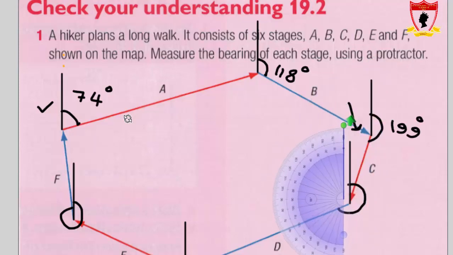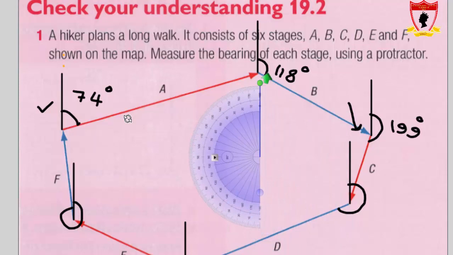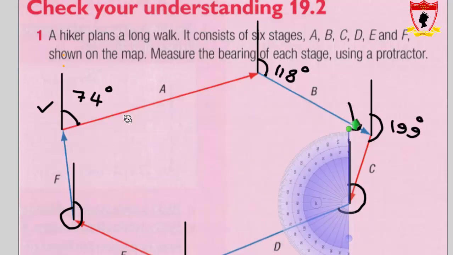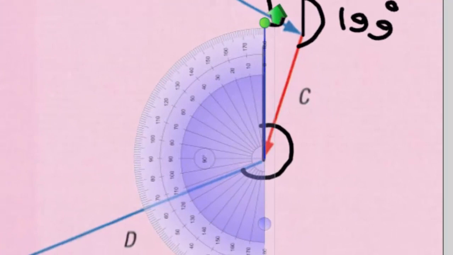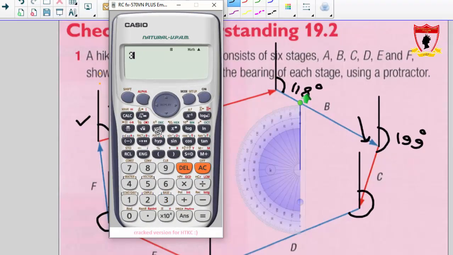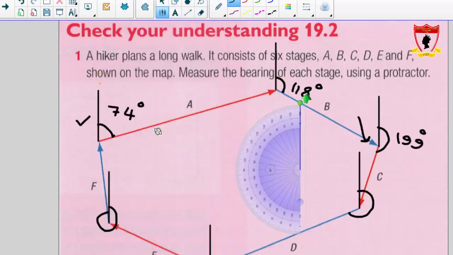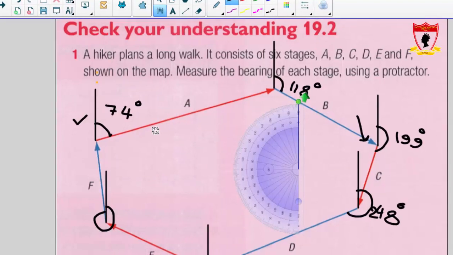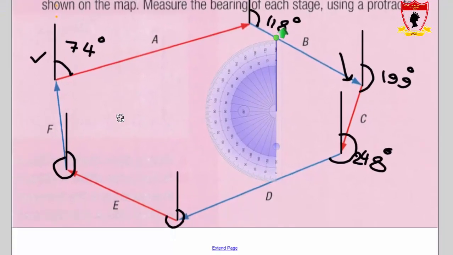This reflex angle, again, because the angle is more than 180, I'm going to measure it anti-clockwise, then subtract the result from 360. Anti-clockwise, this angle is 112 degrees. So the anti-clockwise is 112 degrees. How can we find the bearing? Then we will say 360 minus 112. That gives 248 degrees. This angle is 248 degrees. Now this angle, stage D done.